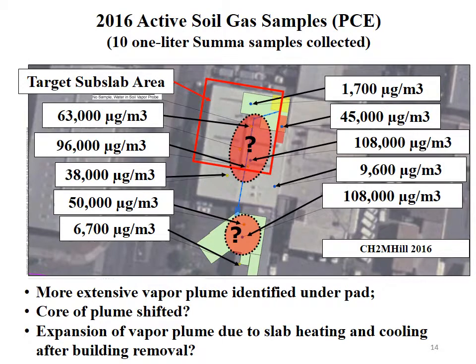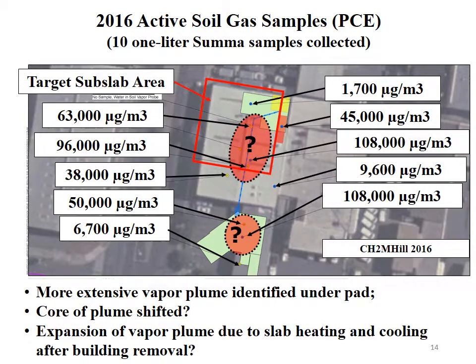So in this case, they again identified relatively high concentrations of PCE vapors under the slab, but it looked like the core of the vapor plume had moved. They don't have a lot of data at the site now. It looked like it was more in the center of the slab. So was the original data erroneous, or did the core of the plume shift?